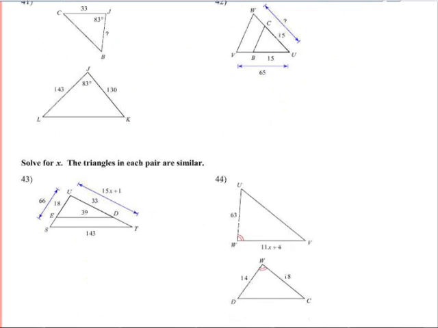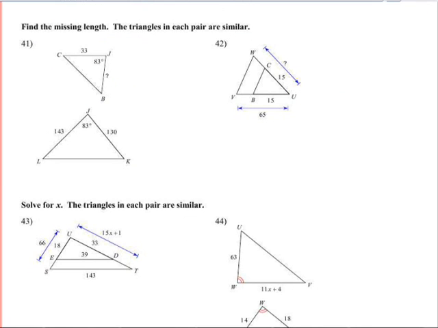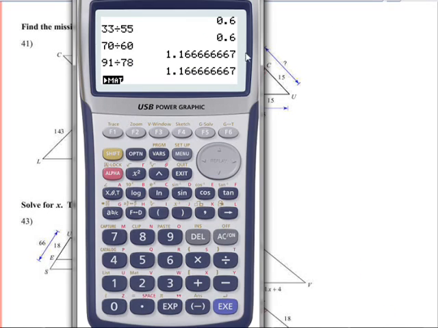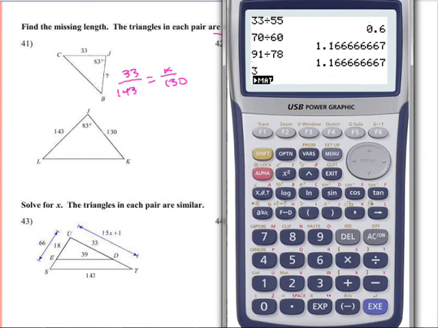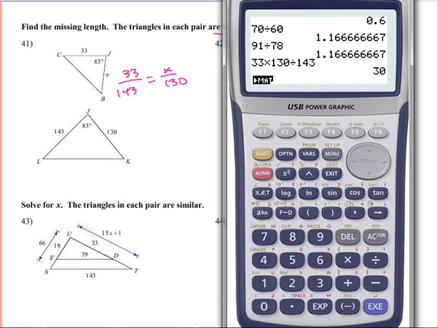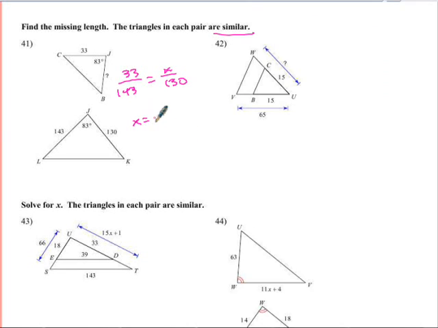So for the last few problems, we're finding a missing length. The triangles in each pair are similar, so it tells me that similarity exists. So this is 33 over 143 equals x over 130. The thing to make sure here is that if I have 33 on the top of this fraction, then the unknown has to go on the top of the other fraction, so I stay consistent with the order. And then I'm just cross multiplying, which we're doing a lot of right now, so we should be pretty good at it. So the x equals 30.